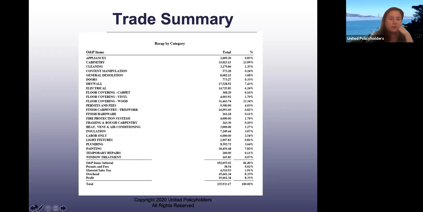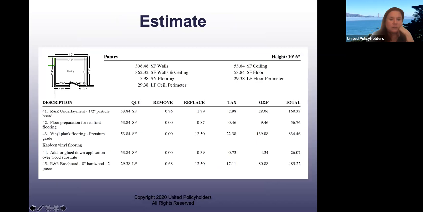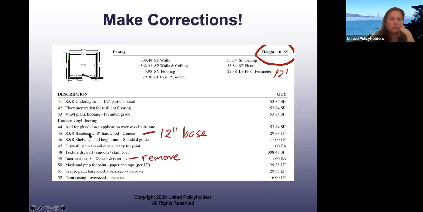Let's see if we have the cabinetry in here. I don't have the cabinetry, but I have shelving here. Standard grade. So they have grades. See, the plank flooring is premium grade. They have high grade, they have average grade, all of that. And there's definitions of that in Exactimate, but it doesn't account for the actual cost.